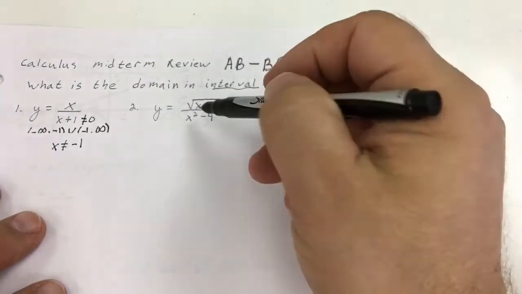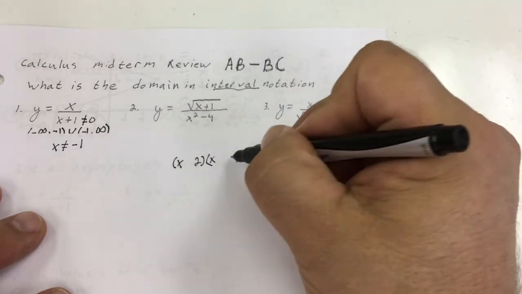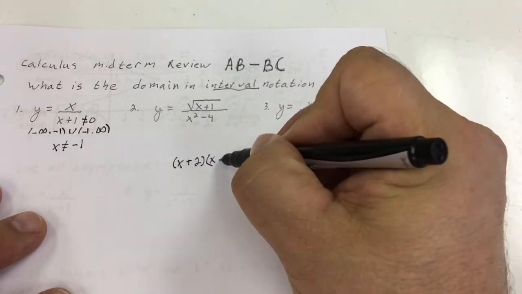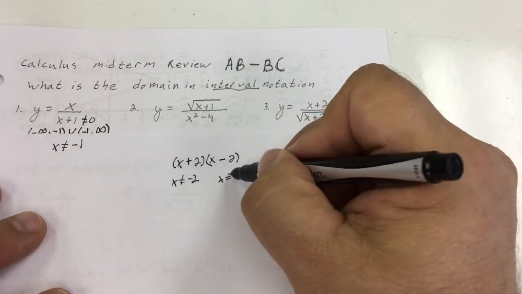Number 2, again, the bottom can't equal 0, so I'm going to factor the bottom. That's going to give me x times x equals x squared, 2 times 2 equals 4, because the difference of two squares, it's going to alternate, plus minus. That means x cannot equal negative 2, and x cannot equal 2.